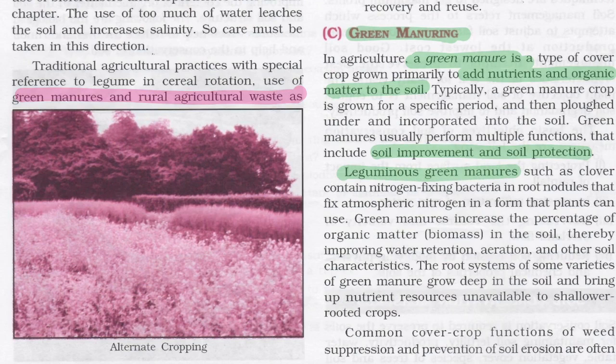Leguminous green manures like clover contain nitrogen-fixing bacteria in root nodules. These roots collect nitrogen from the atmosphere and fix it into the soil. Green manures increase the percentage of organic matter in the soil and therefore improve water retention, aeration and other soil characteristics. The root system of some varieties of green manure grows deep in the soil and brings up nutrient resources unavailable to the shallower rooted crops.